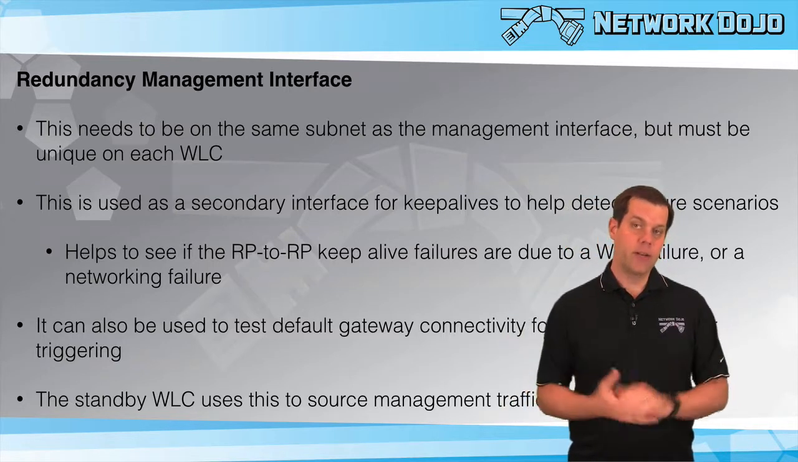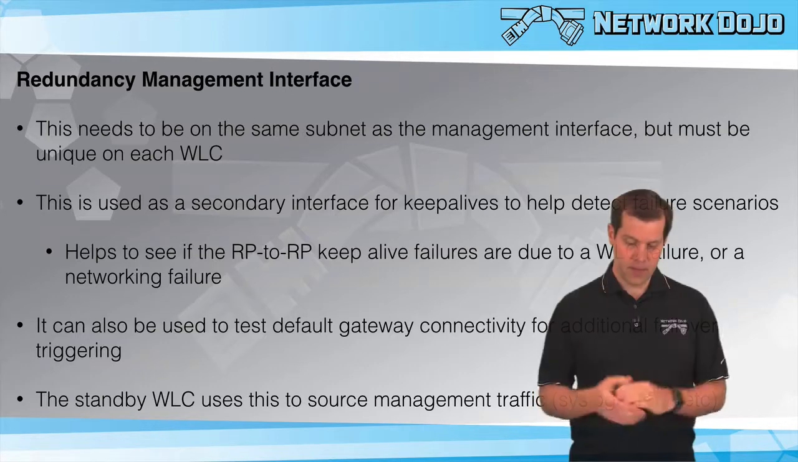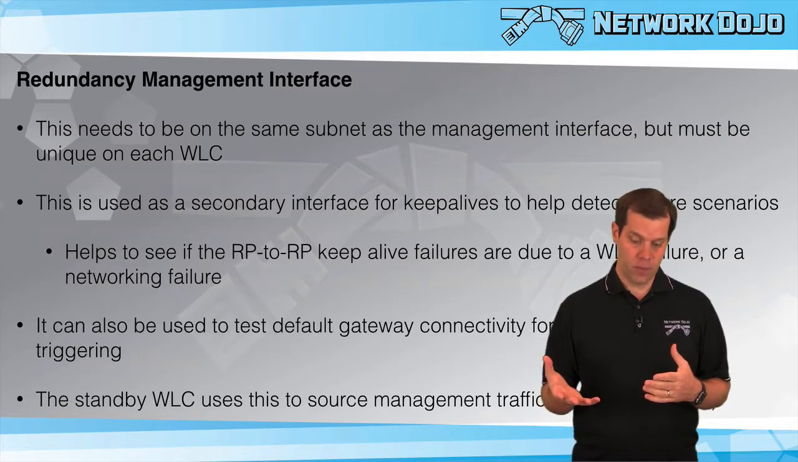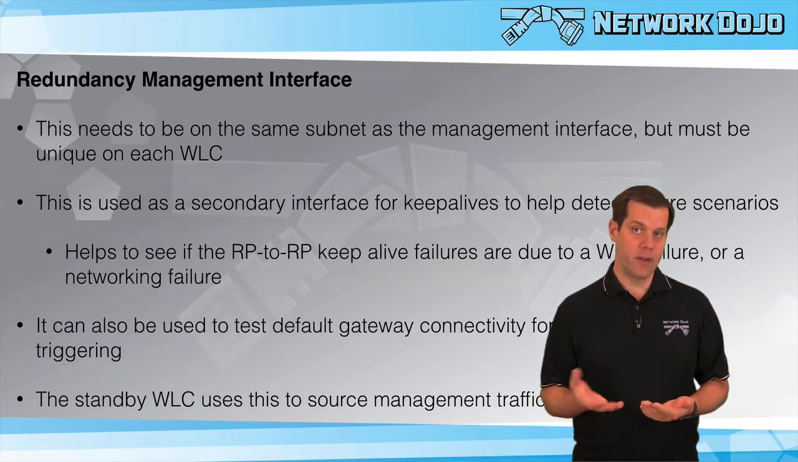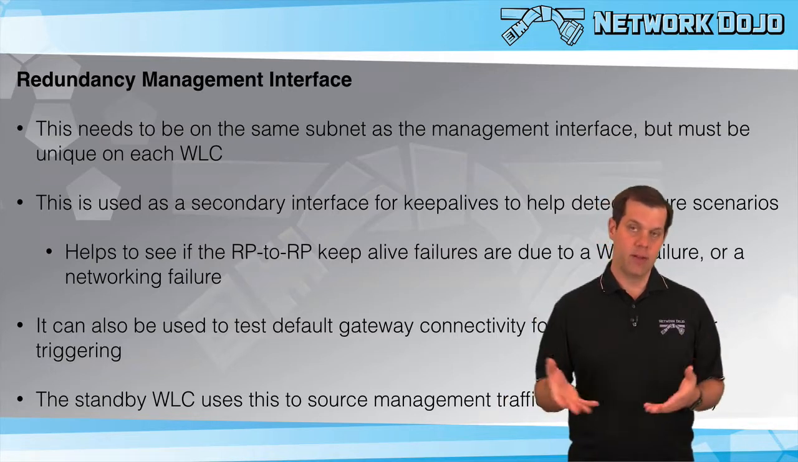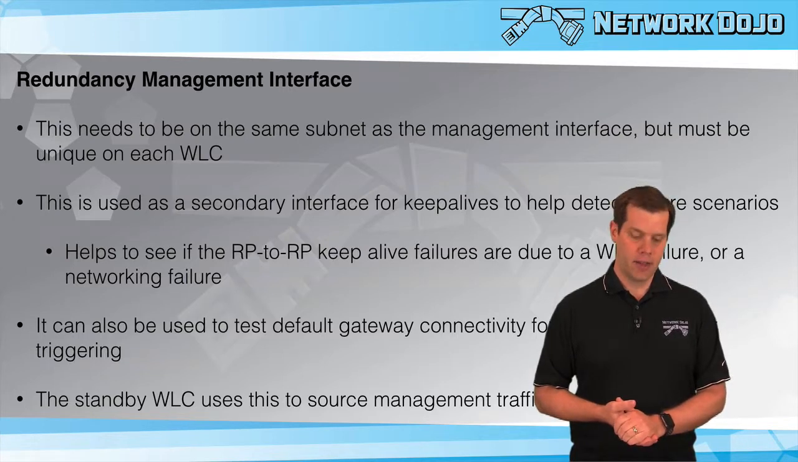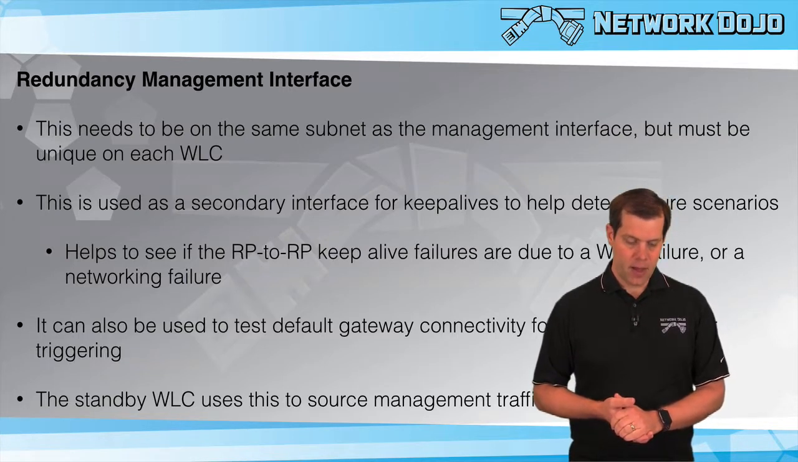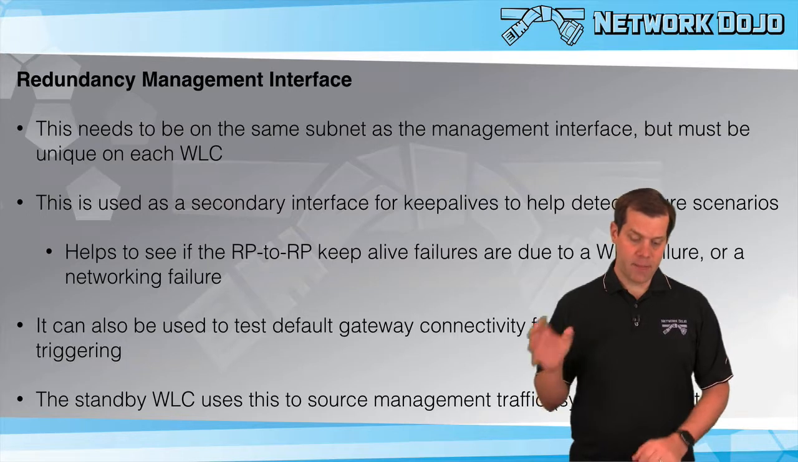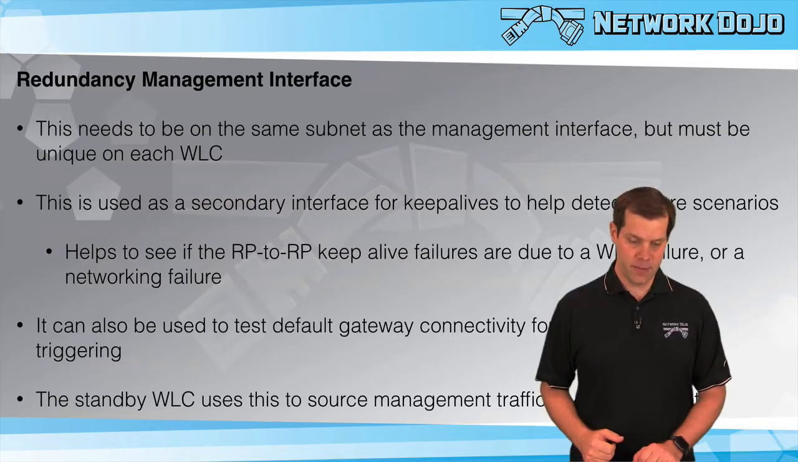Another use for the redundancy management interface is for testing connectivity to the default gateway. We can have failovers occur if the active controller can't talk to its default gateway, but the secondary can. And so that's another thing that we use. Can they talk to their default gateway, and could that cause a failover process? Also, that standby controller is going to use this interface to source management traffic like syslogs and NTP-based information.